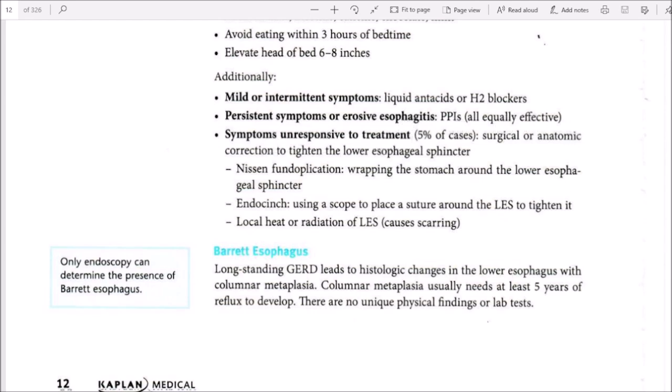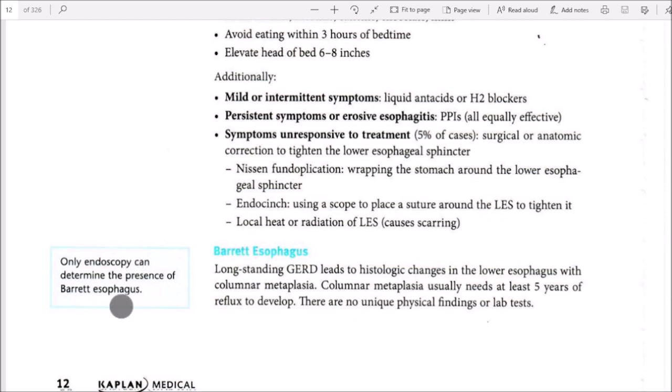Symptoms unresponsive to treatment call for surgical or anatomic correction to tighten the lower esophageal sphincter. The options are Nissen fundoplication, wrapping the stomach around the lower esophageal sphincter; Endocinch, using a scope to place a suture around the lower esophageal sphincter to tighten it; and local heat or irradiation of the lower esophageal sphincter, which causes scarring.